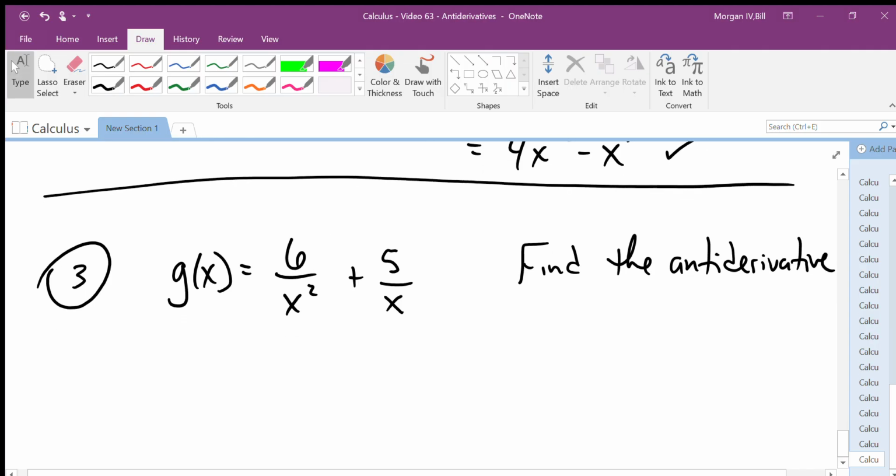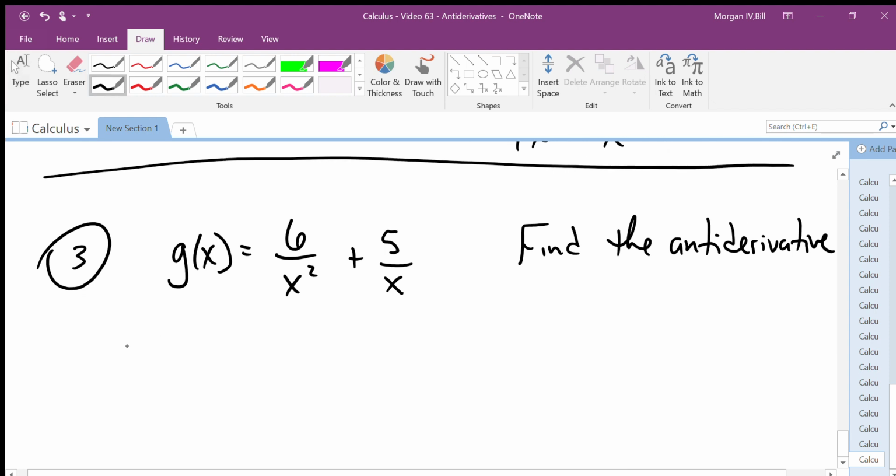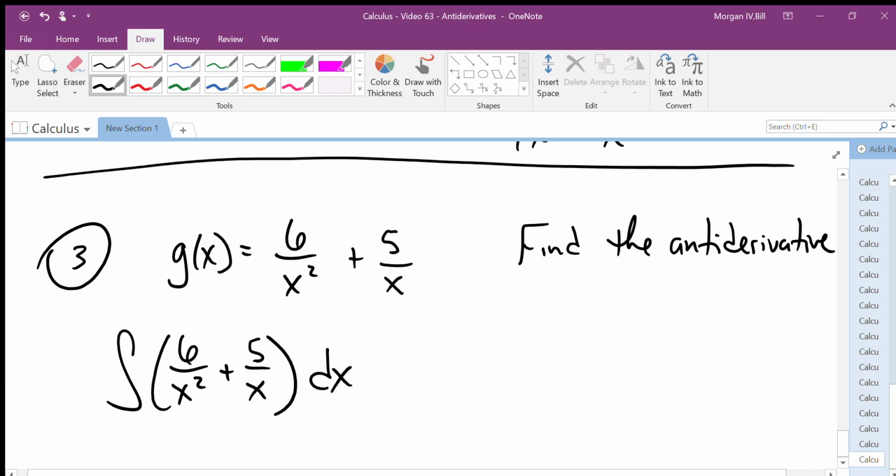All right, this one's a little tricky. So let's try to use the power rule. The antiderivative, we take the integral of, parentheses, 6 over x squared plus 5 over x. It's important to use your parentheses here. dx, important to have the dx.